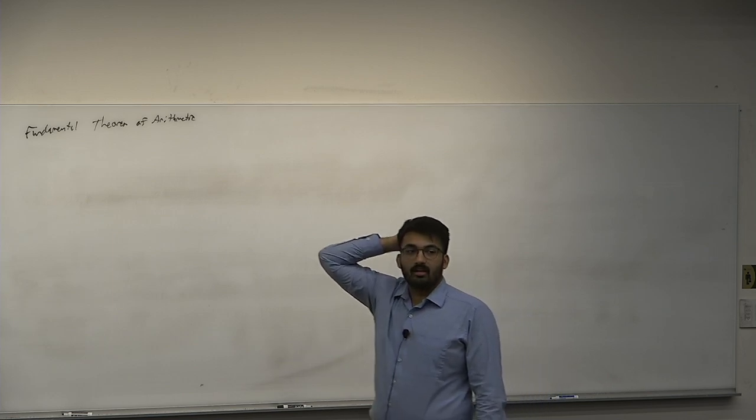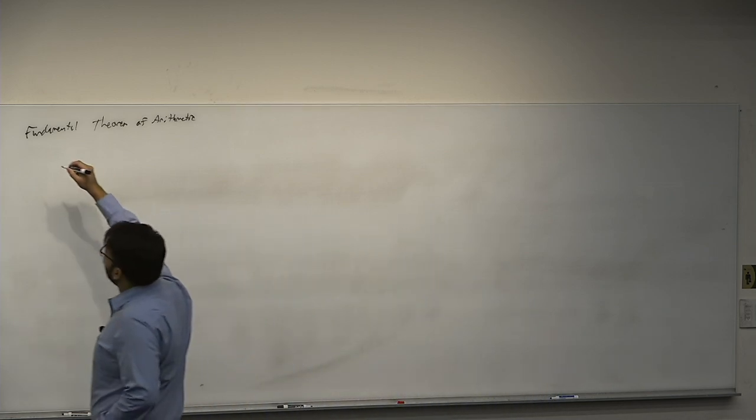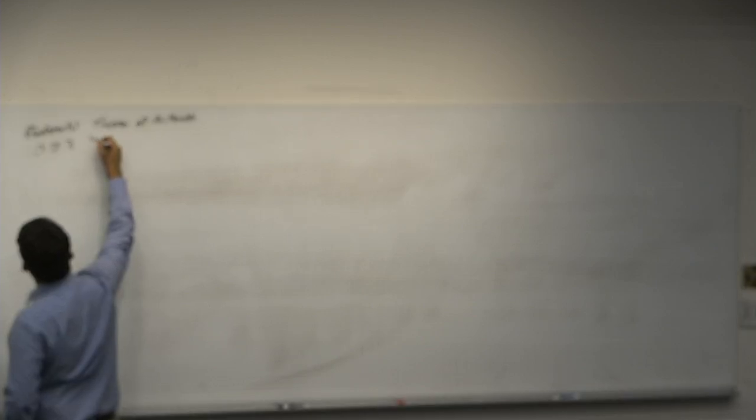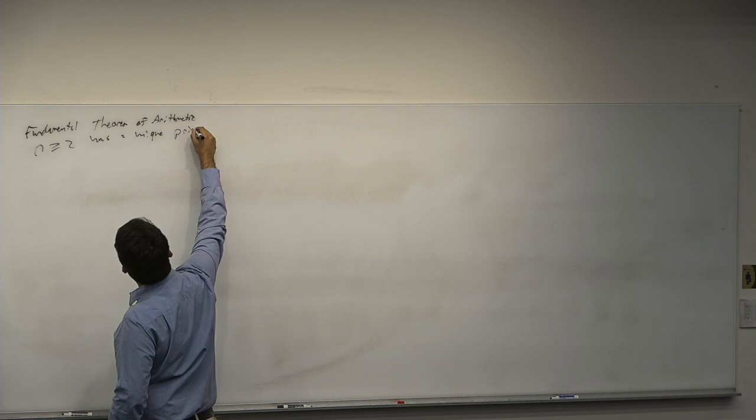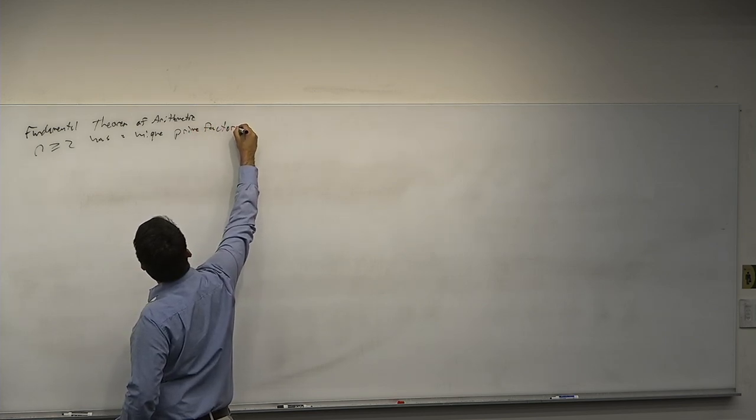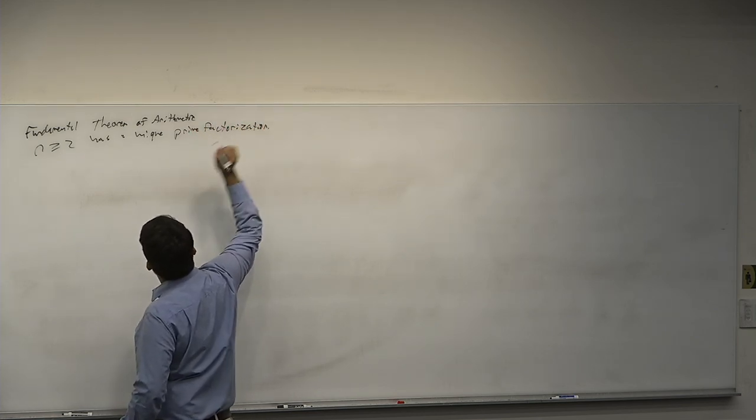Yes. Every number n greater than or equal to 2 has a unique prime factorization. So we actually didn't prove this last time. We proved the uniqueness part. We said suppose a number has two distinct prime factorizations, and we show that this factorization has to be the same. So basically what we proved is if a number has a prime factorization, then it's unique. But we didn't actually prove that a number has a prime factorization.